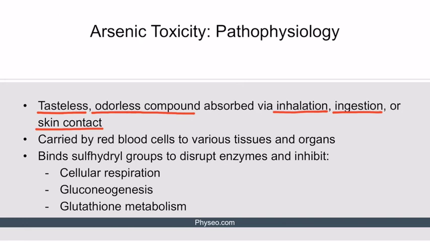Now, once in the system, it is carried by red blood cells to various tissues and organs. There, it exerts its toxic effects primarily by binding sulfhydryl groups, which are on enzymes. And by binding to those enzymes, the enzyme's function is disrupted. And that can lead to inhibition of cellular respiration, gluconeogenesis, and glutathione metabolism.